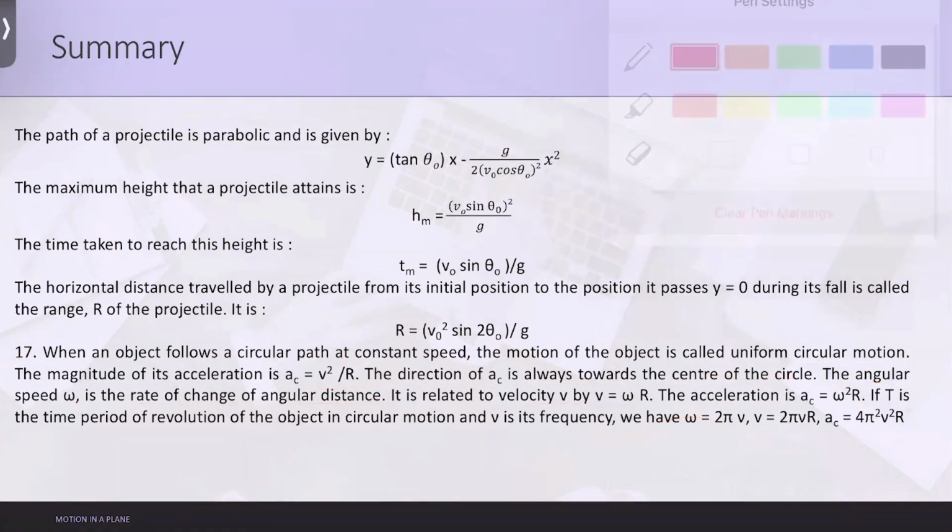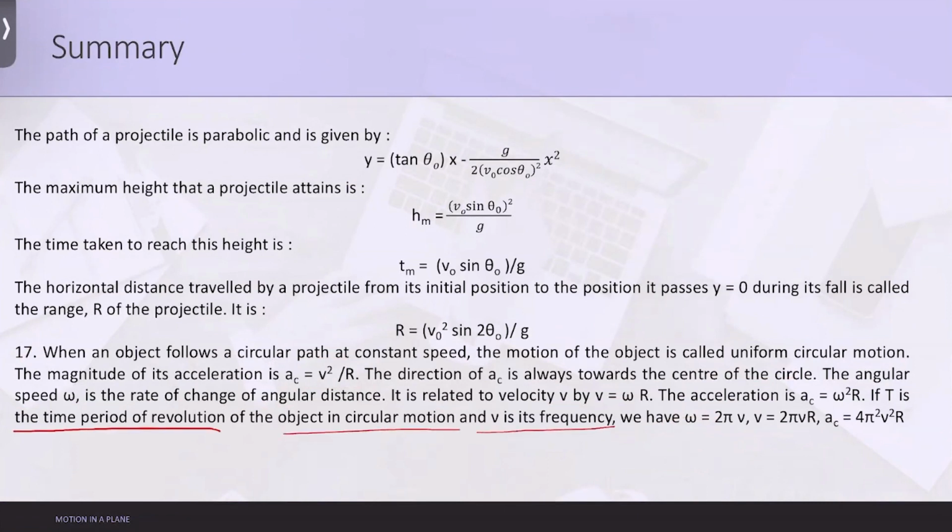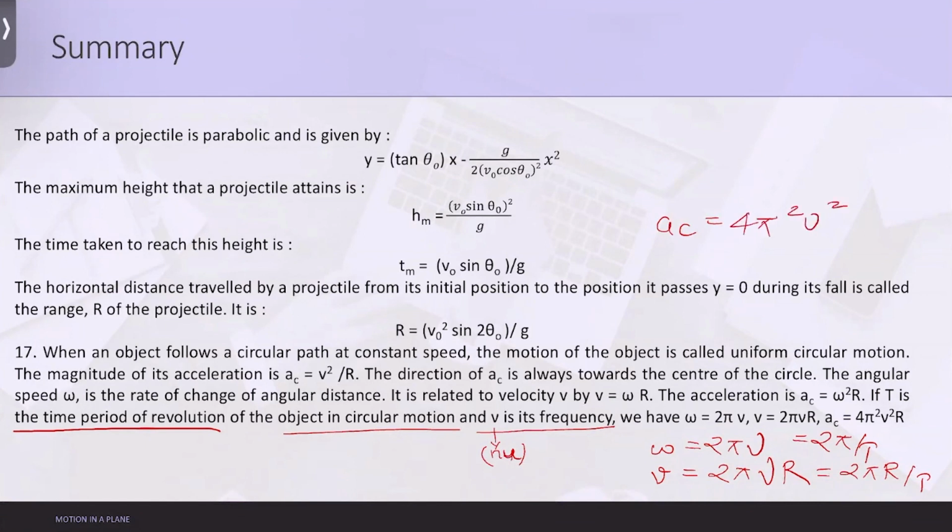Next thing, the final discussion was that if capital T is the time period of revolution of the object in a circular motion and nu is its frequency, then what is omega? Omega is nothing but 2 pi nu or 2 pi by T. Similarly, what is the velocity value? Velocity can be written as 2 pi nu r or 2 pi r by T. And what is AC? AC can be written as equal to 4 pi square nu square r. Fine.